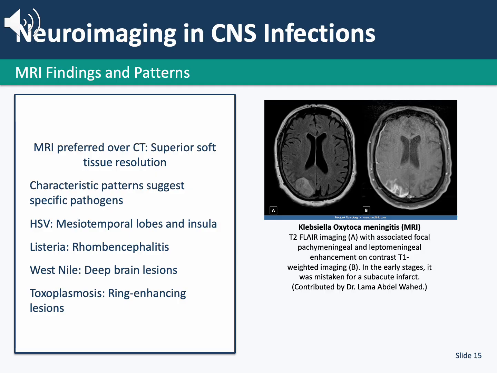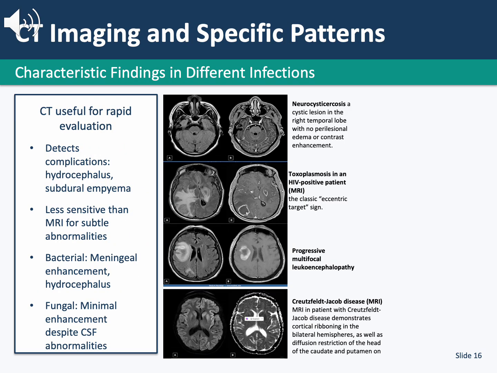Tuberculous meningitis may show bacillar enhancement and hydrocephalus. Fungal infections may show minimal enhancement despite significant CSF abnormalities. CT imaging can be useful for rapid evaluation and detection of complications such as hydrocephalus, subdural empyema, or ventriculitis. However, CT is less sensitive than MRI for detecting subtle parenchymal abnormalities.